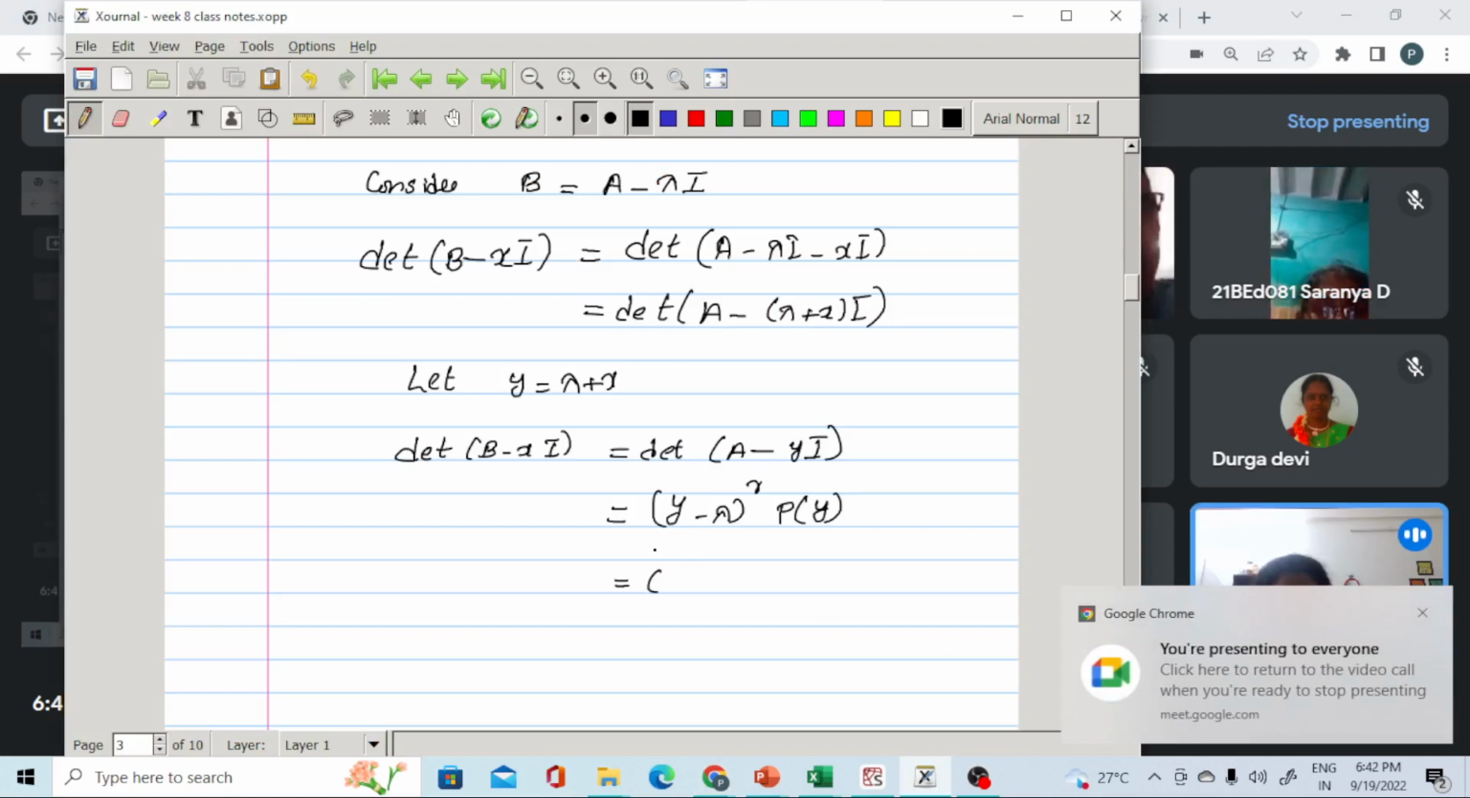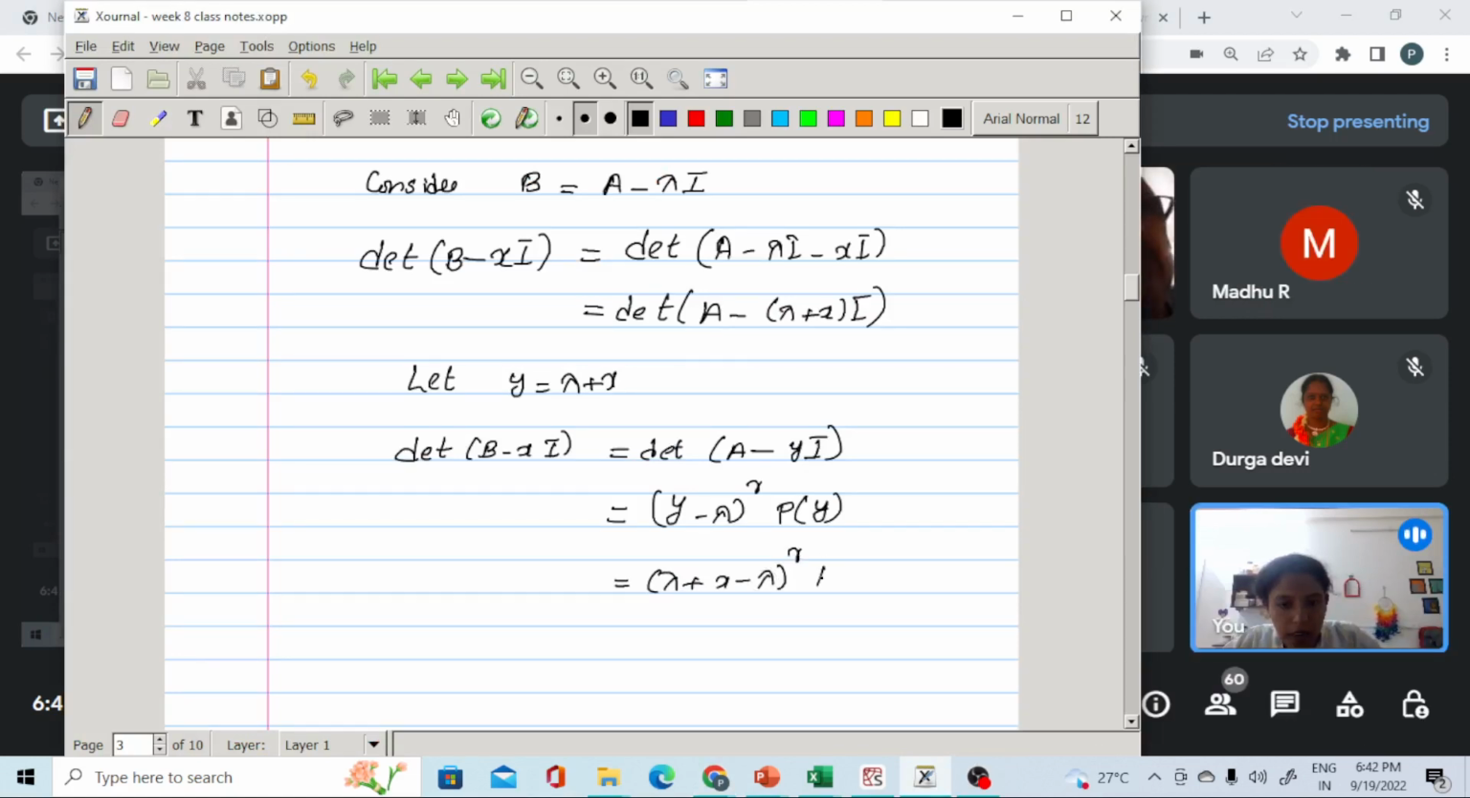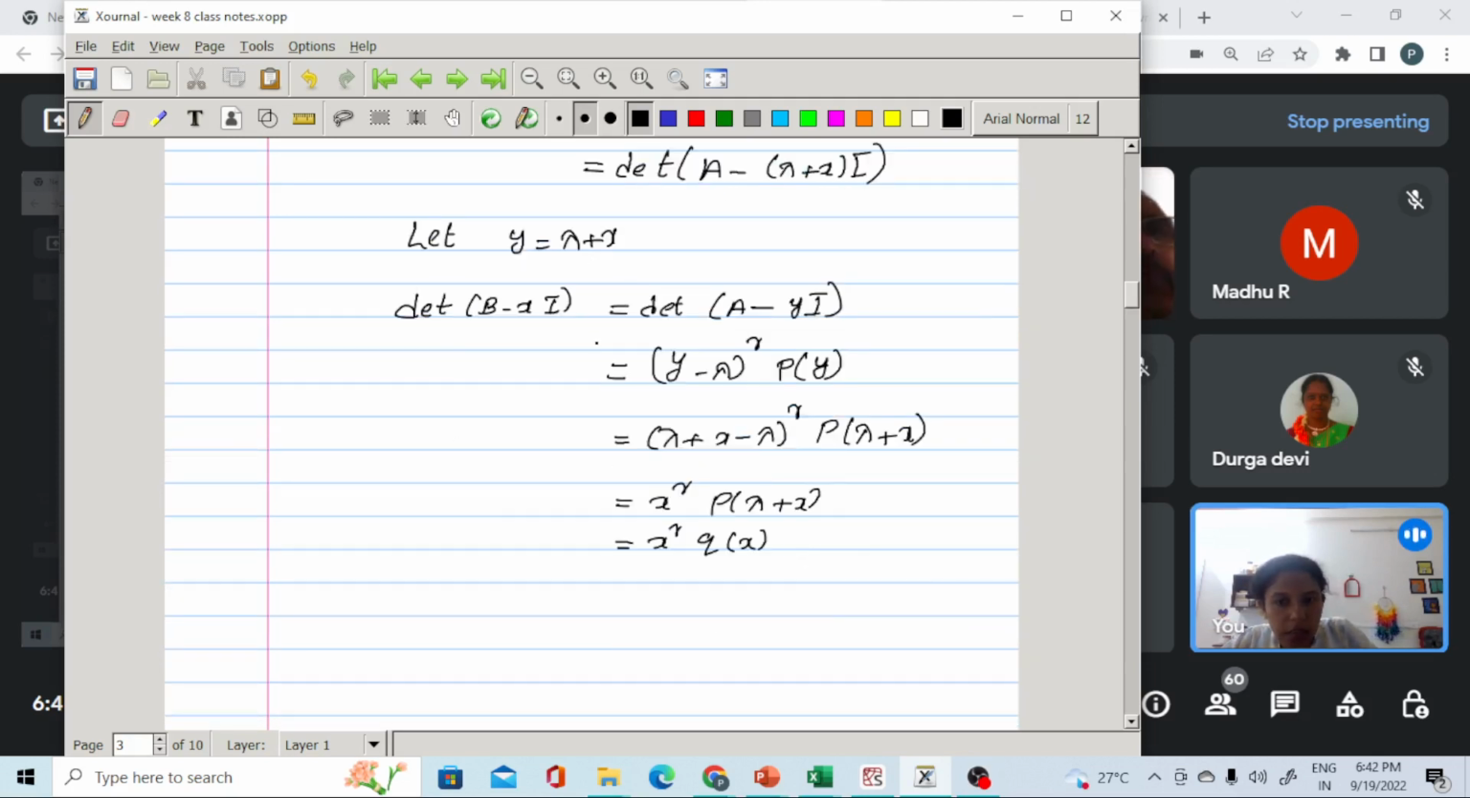So instead of y, I am giving lambda plus x. Lambda plus x minus lambda, all to the power r, times p of lambda plus x. What is this? It is x to the power r times p of lambda plus x. Now I am writing it as x to the power r into q of x, writing the polynomial p of lambda plus x as q of x. So the determinant of B minus xI is x to the power r into q of x. This is the characteristic equation of the matrix B.